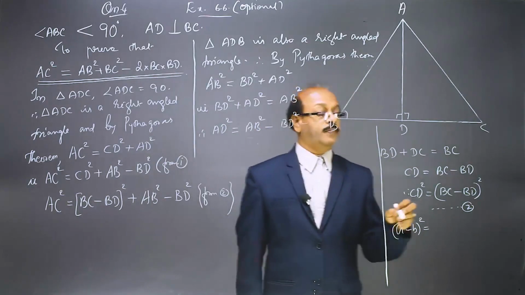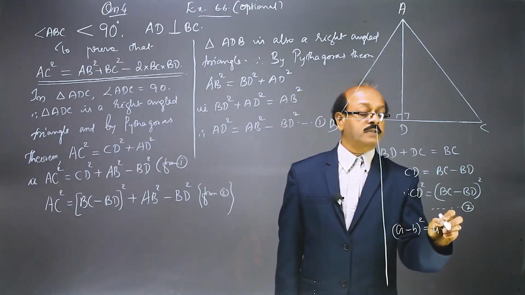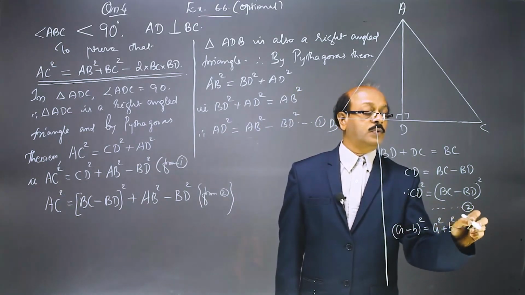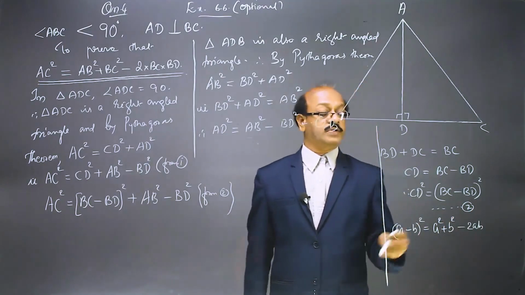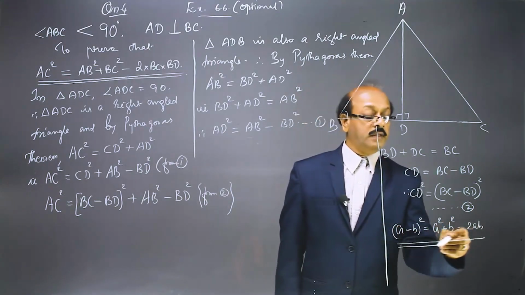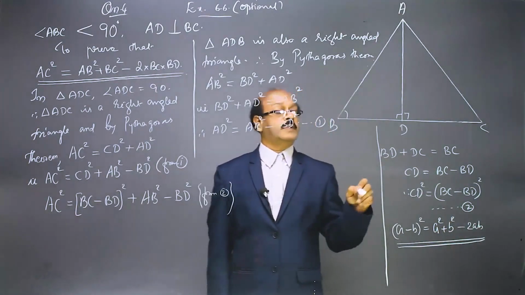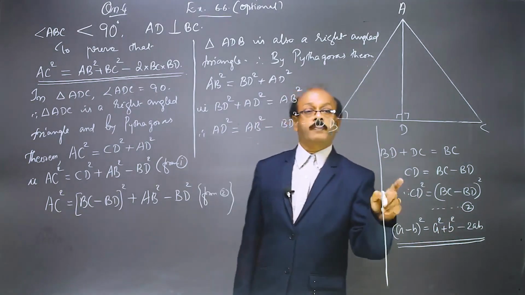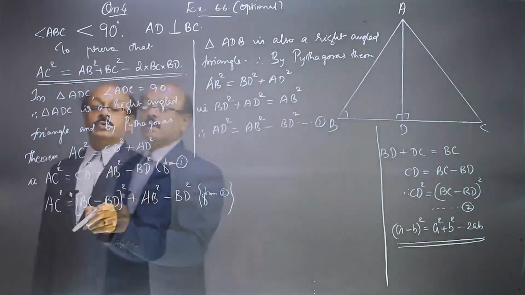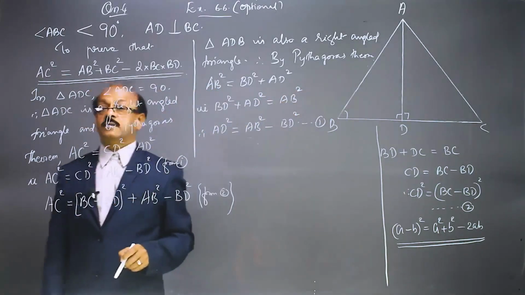Both are correct. A square plus B square minus 2AB. A minus B the whole square. So, remember this identity every time: A minus B the whole square is equal to A square plus B square minus 2AB. We have to apply this identity for expanding this BC minus BD the whole square.